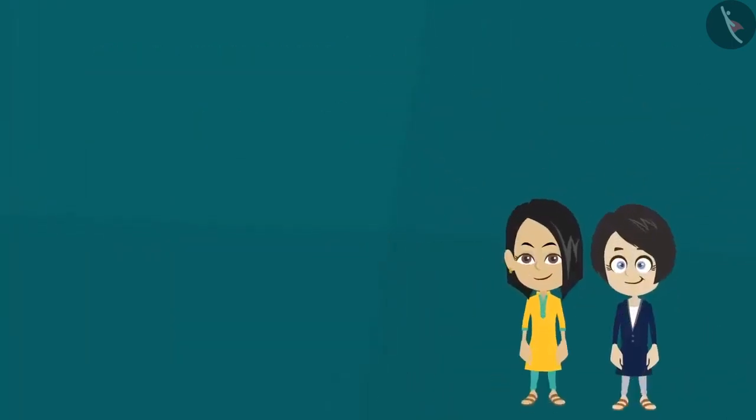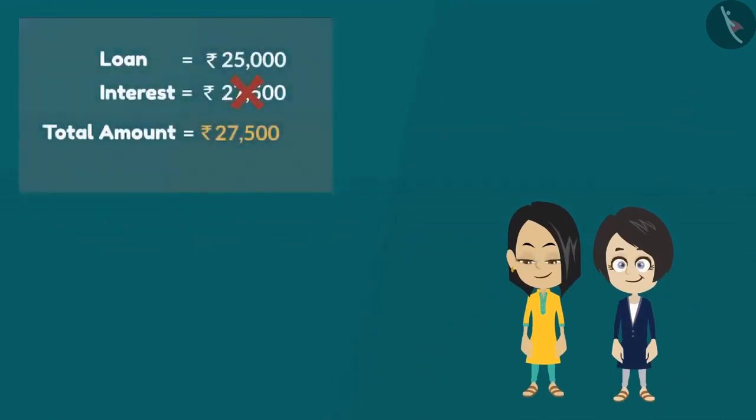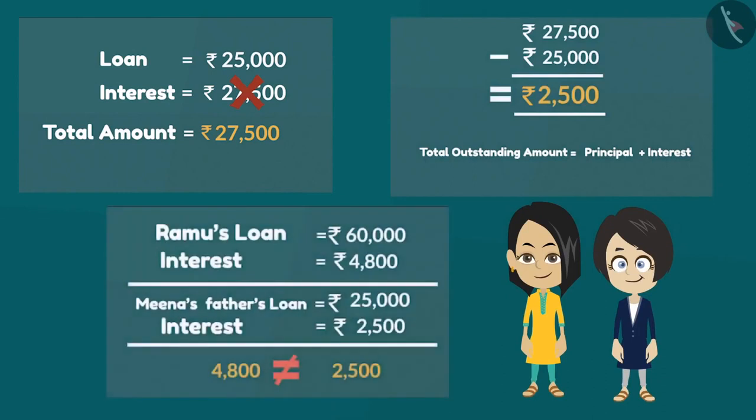So friends, along with Bubbly and Meena, today we have learned how to find out the total outstanding amount by adding principal amount and interest. And we also learned that the interest amount changes according to the loan amount.